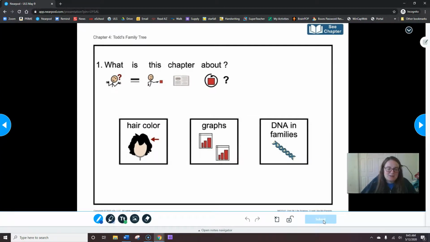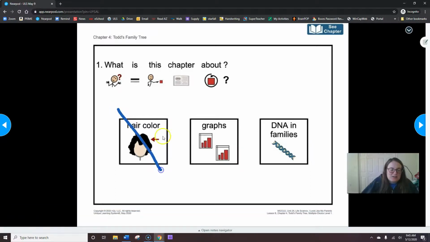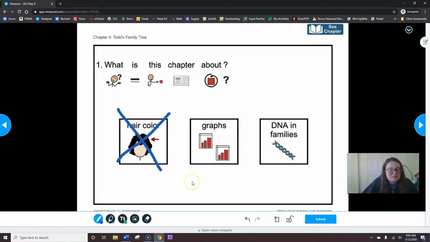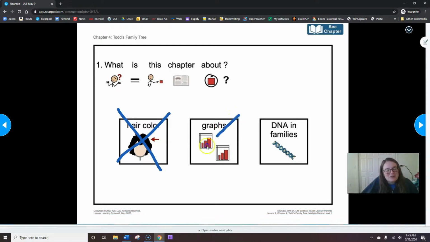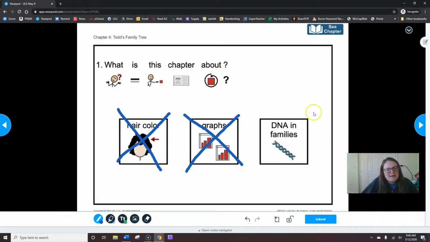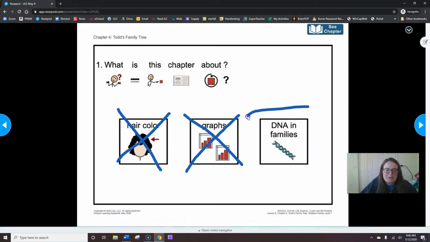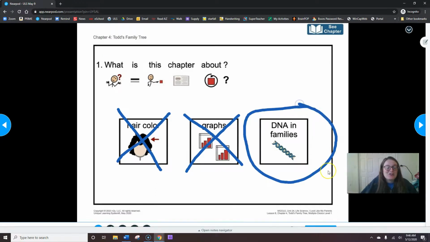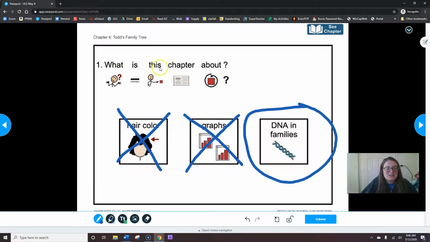What is this chapter about? We did read about hair color, but that's not the only thing. We read about eye color too. Did we read about graphs? We read about charts, so that's a confusing question. What is this chapter about? DNA and families. So how you might look like someone in your family.